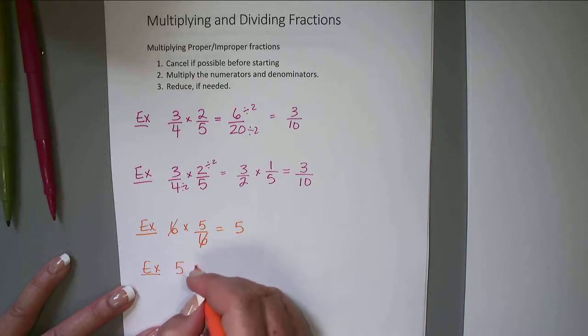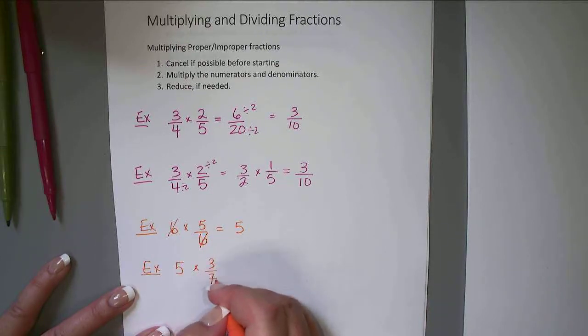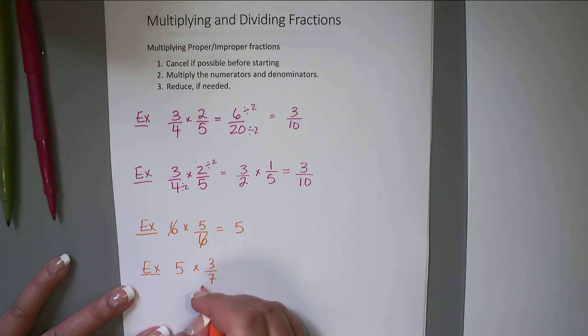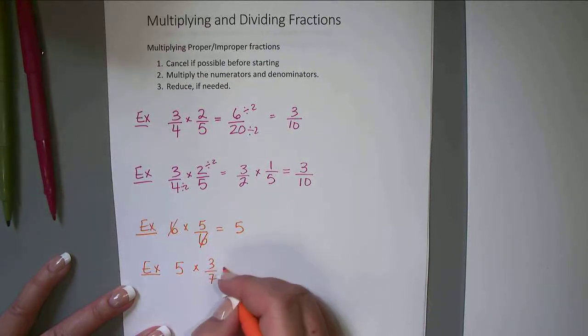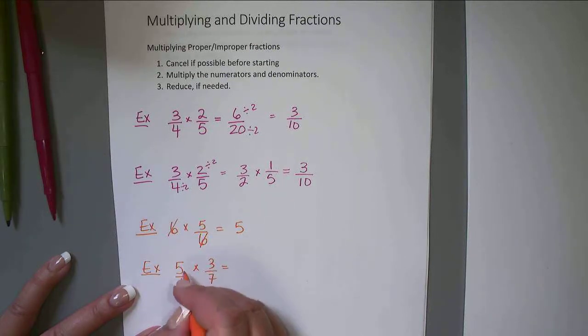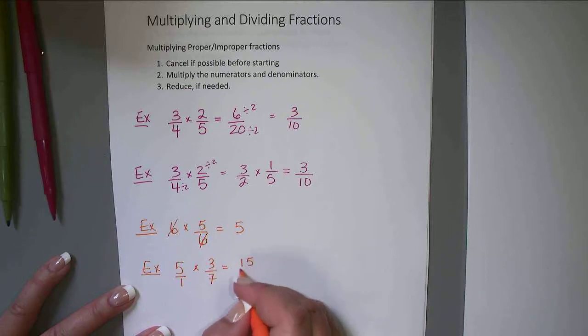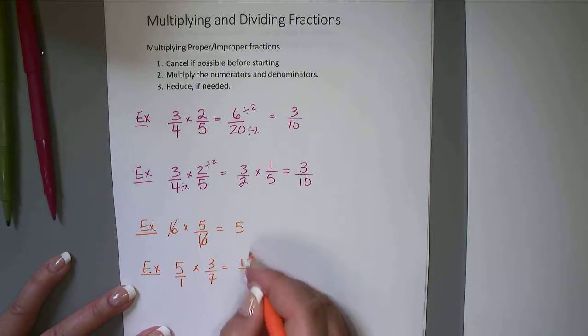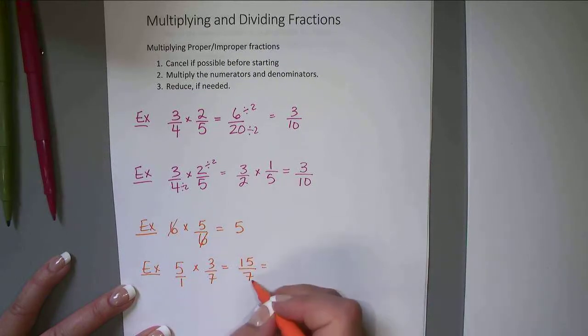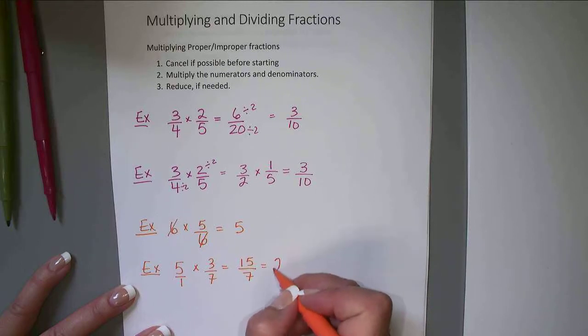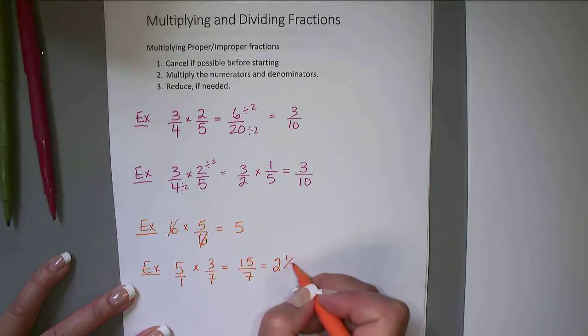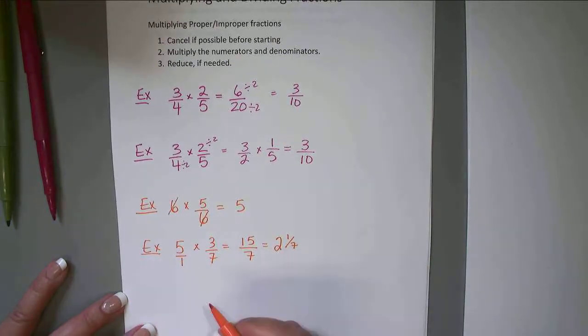Let's do another whole number. Now this one, you notice 7 doesn't go into 5 or the 3, so we can't reduce it. And this is like a 5 over 1. We multiply across the top, 15 over 7, and let's write this as a mixed number. 7 goes into 15 twice. That would be 14, so there would be 1 out of 7 left.